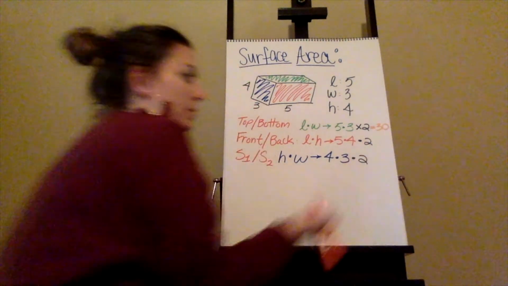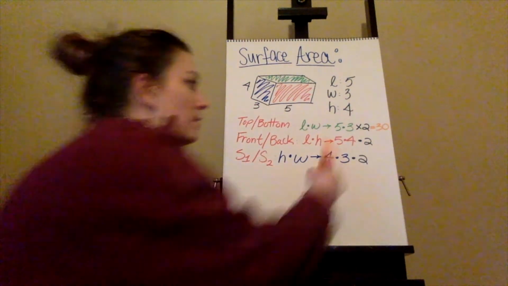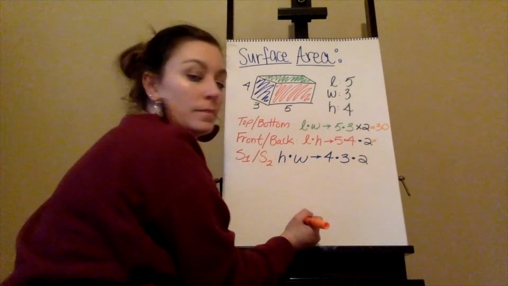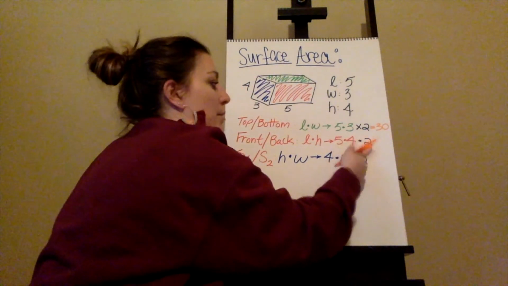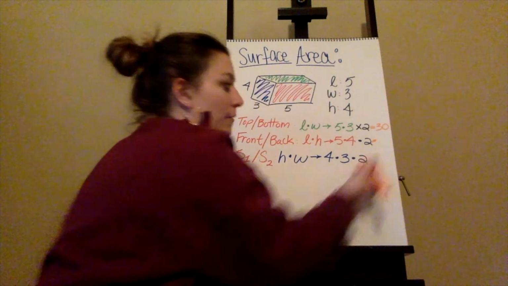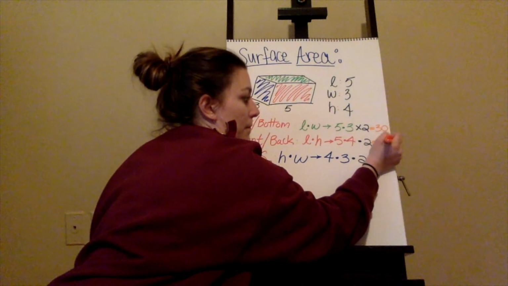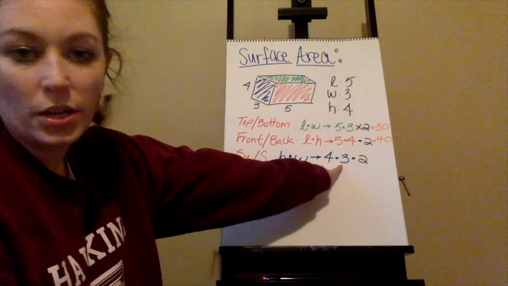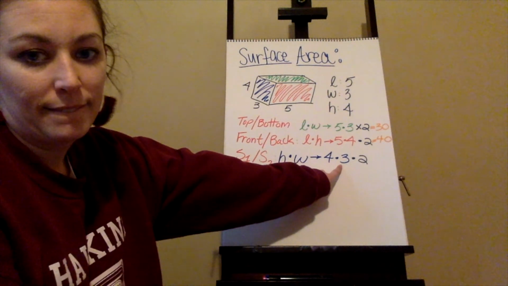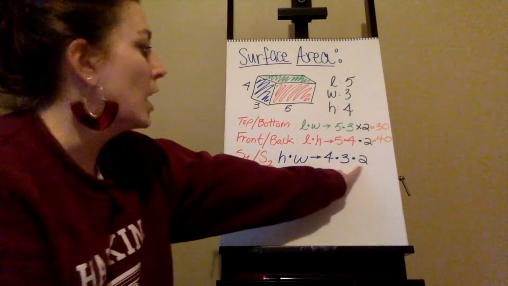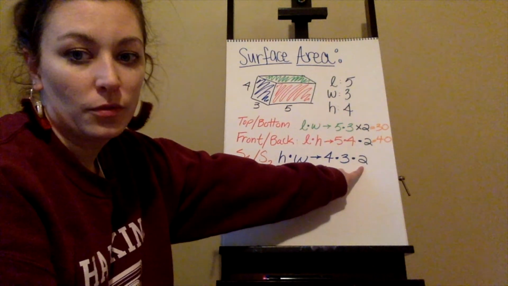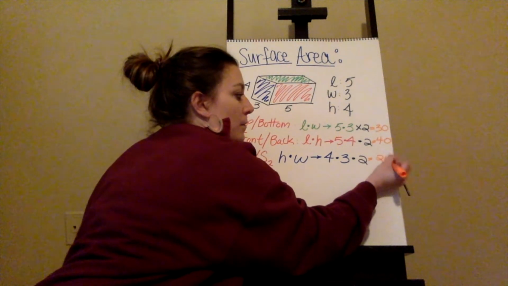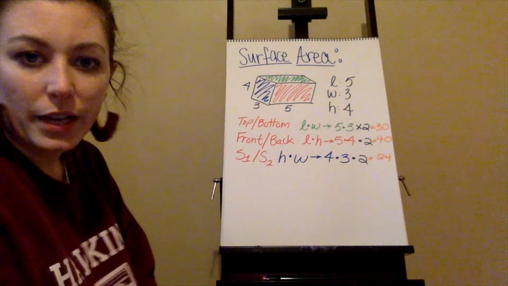30. All right, next, what is 5 times 4? 20 times 2, 40. And then last, we have 4 times 3, 12 times 2, 24. Good job.